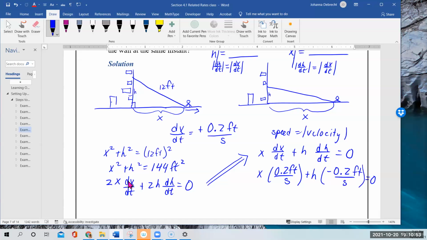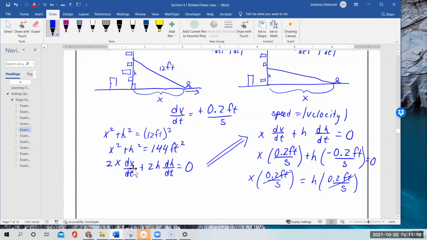That makes the second term negative. And when I move it to the other side of the equation, I get x times 0.2 feet per second equal to h times 0.2 feet per second. Then I can cancel the 0.2 feet per second from both sides, and I know that the magnitude of their speeds will be equal when the two sides are equal. That is, when x is equal to h. Then I can go back to my original equation that related x and h, and I can find out how long x and h are when that occurs.